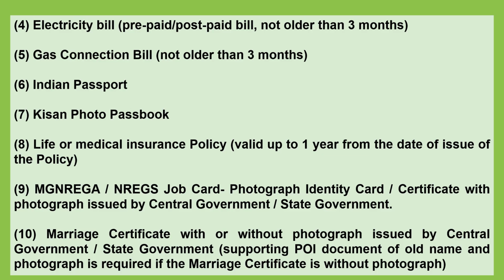MGNREGA or NREGS job card, photo identity card, or certificate with photograph issued by central government or state government. Marriage certificate with or without photograph issued by central government or state government. Supporting POI document of old name and photograph is required if the marriage certificate is without photograph.